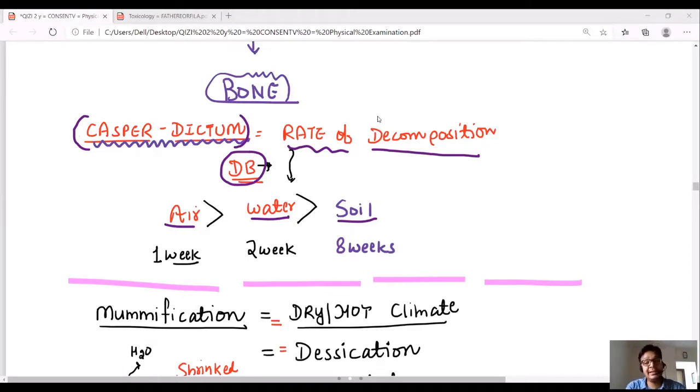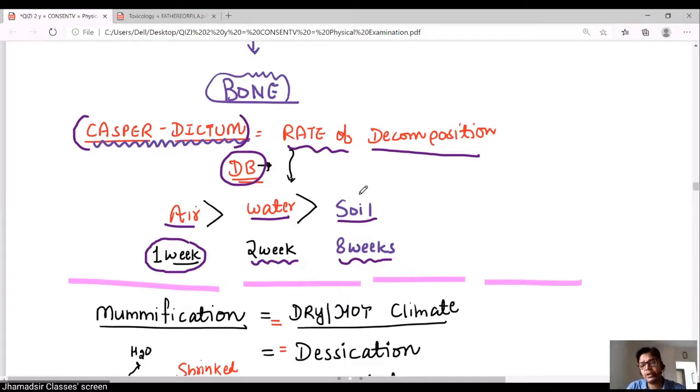What is the reason behind this? Very simple: air has the maximum number of bacteria, after that water, after that soil. This relation is known as Casper's dictum. As an example, if air takes 1 week to decompose a body, water will take 2 weeks, and soil will take 8 weeks. It means minimum time is taken in air. What is the reason?